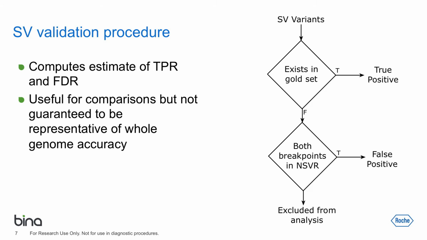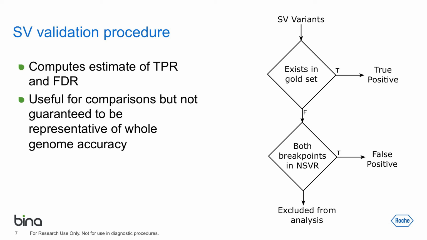This estimate of true positive rate and false discovery rate are useful for the comparison of tools. Since if one tool has a higher true positive rate and lower false discovery rate compared to another tool, it is likely to also compare favorably to the other tool in the whole genome, since these regions represent relatively easier regions in the genome.